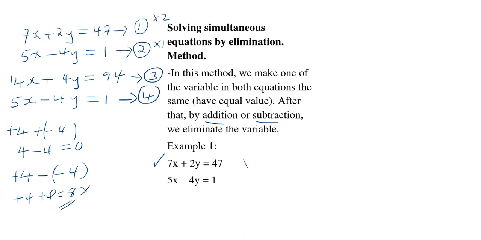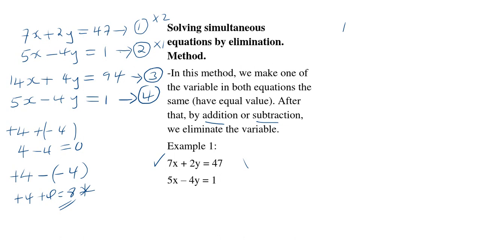And this is wrong because we need to get the value of y being 0 so that we eliminate it and remain with x. So we shall add the two equations in order to make the value of y 0. So let's add 3 and 4.